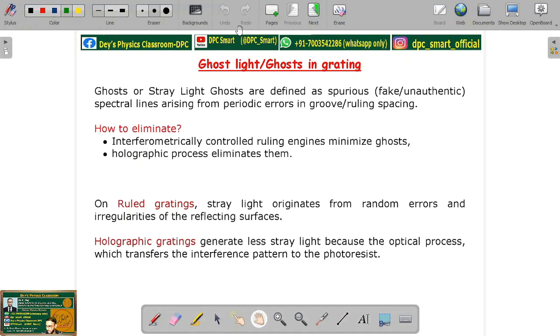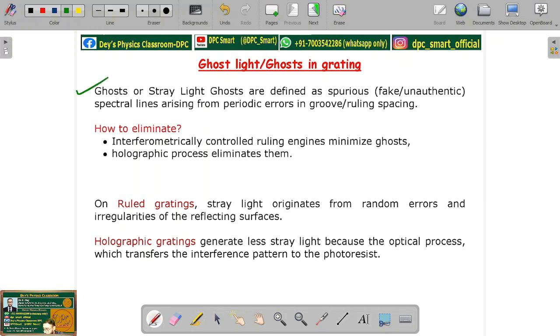So at first, I will discuss what are ghost lights or ghost spectrum in grating. Now ghost lines or ghost lights are fake or unauthentic spectral lines that arise from the periodic errors of the grooving or ruling of the grating. The grooving or ruling of the grating is done, and if there is any error in that grooving or ruling, then due to that error unwanted or unauthentic spectral lines are created. Those unwanted lines are called ghost spectrum or ghost lines.